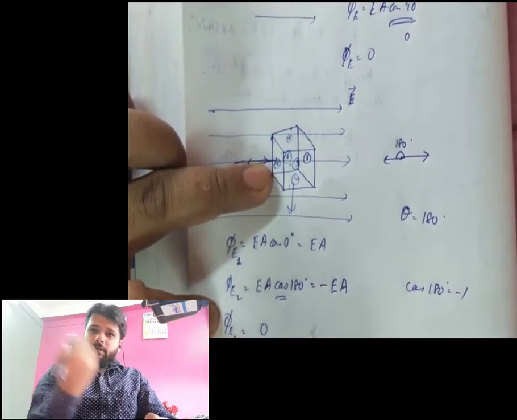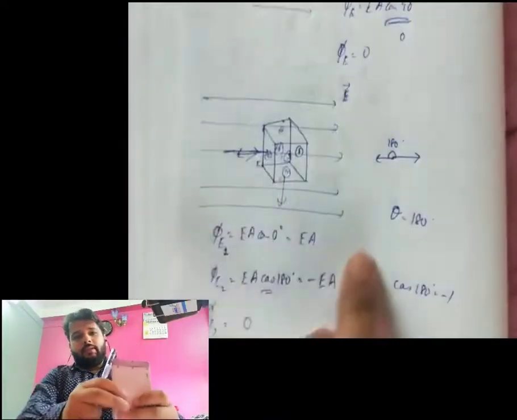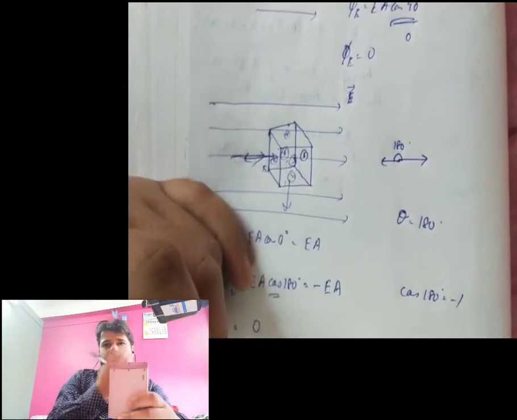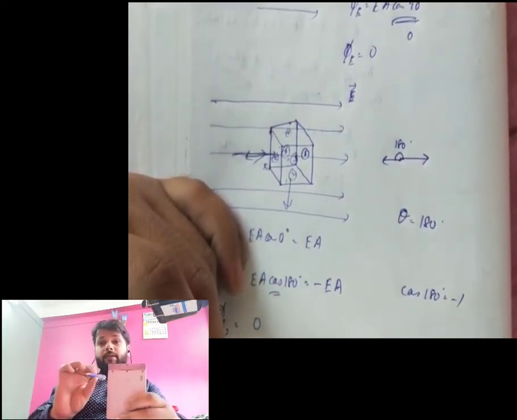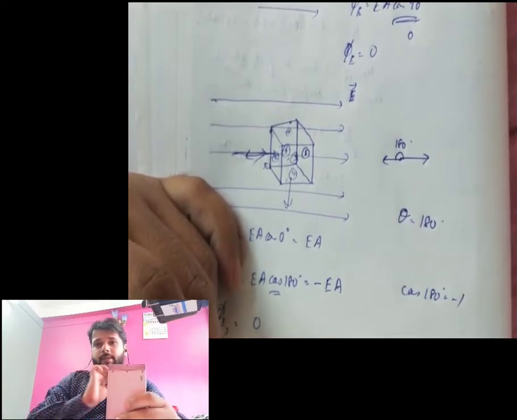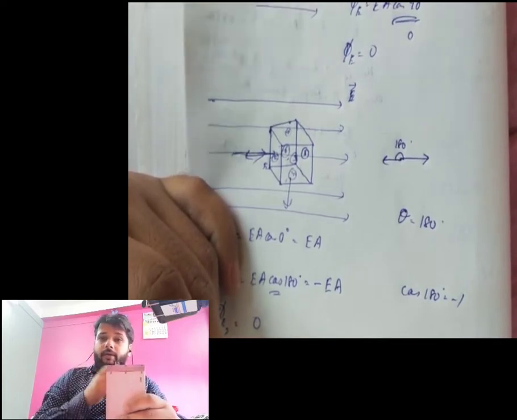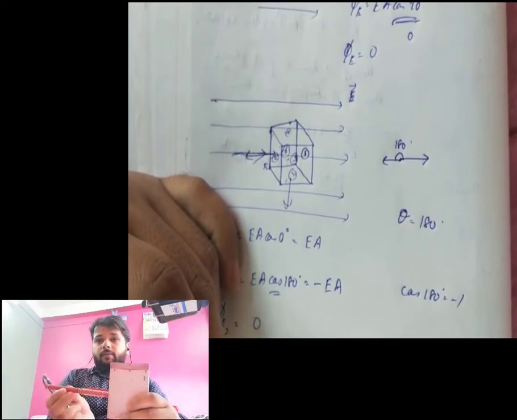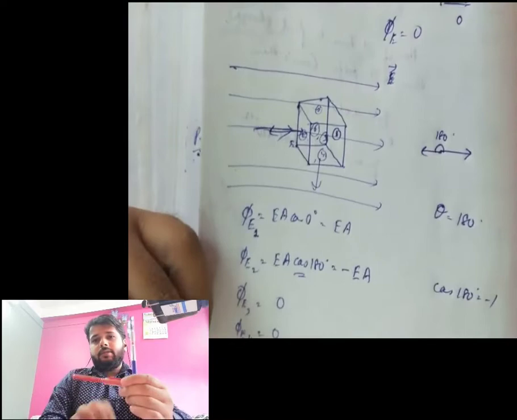Okay, so the fifth one here. See, if this is the surface, the surface is facing this side, so the area vector will be in this direction, coming out perpendicular to the surface. This is the direction of the area vector, and the electric field is moving in this direction.